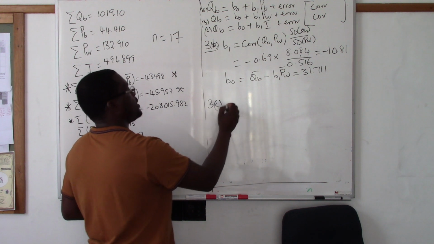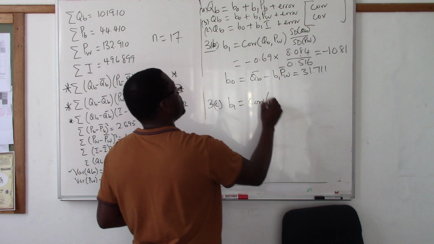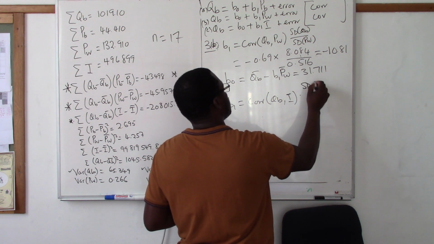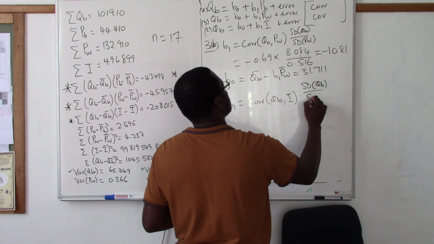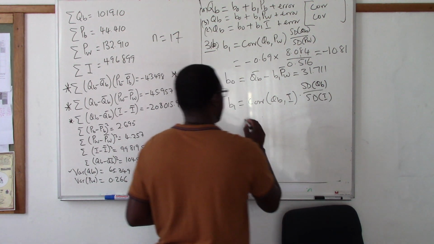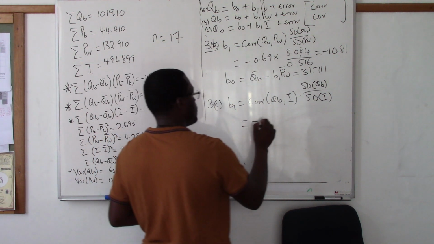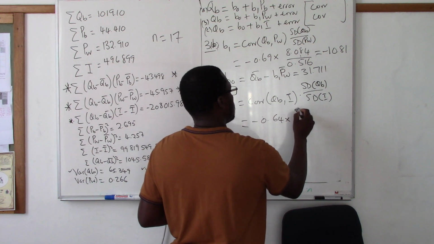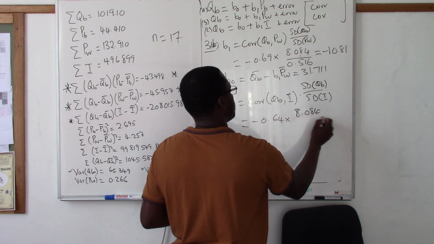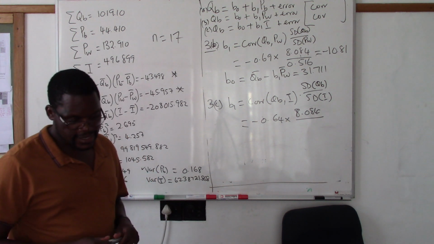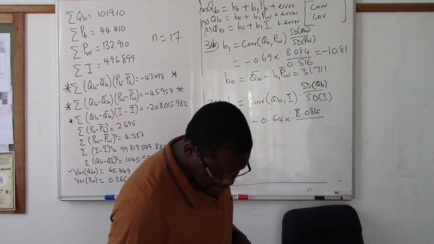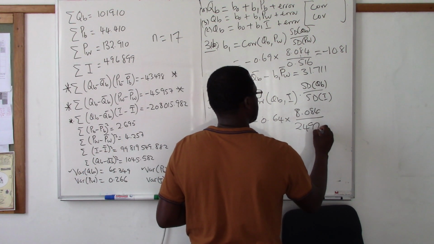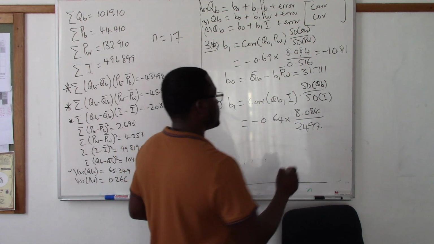And for 3C, your B1 would be correlation of QB income, standard deviation of QB, standard deviation of income, and this should be minus 0.64 by 8.084. That should be divided by the standard deviation of income, which is 2497.743.